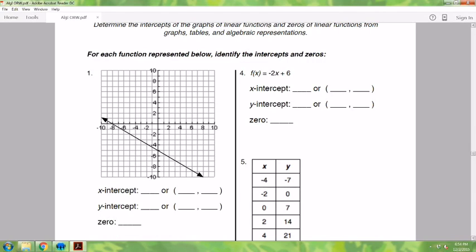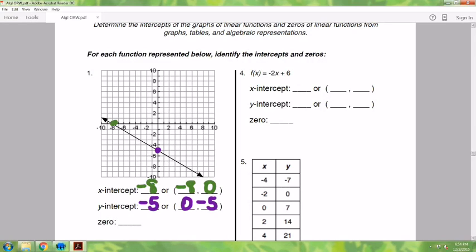Okay, on the next page we're looking at x-intercepts, y-intercepts, and zeros. So something to remember here, the x-intercept is where it crosses on the x-axis. The y-intercept is wherever it crosses on the y-axis. So for problem number 1 here, our x-intercept is negative 8, which is the same as the ordered pair negative 8, comma 0. Our y-intercept is at negative 5, which is the ordered pair 0, negative 5.